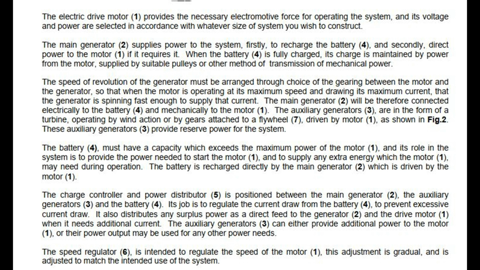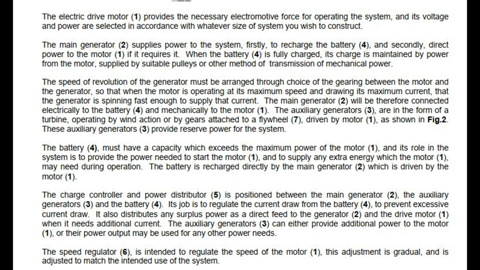The speed of revolution of the generator must be arranged through choice of the gearing between the motor and the generator, so that when the motor is operating at its maximum speed and drawing its maximum current, the generator is spinning fast enough to supply that current. The main generator, 2, will therefore be connected electrically to the battery, 4, and mechanically to the motor, 1.